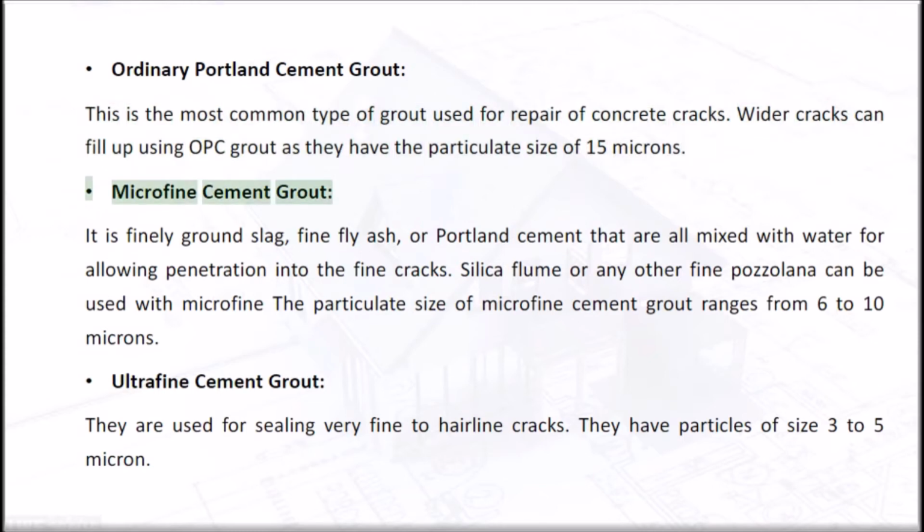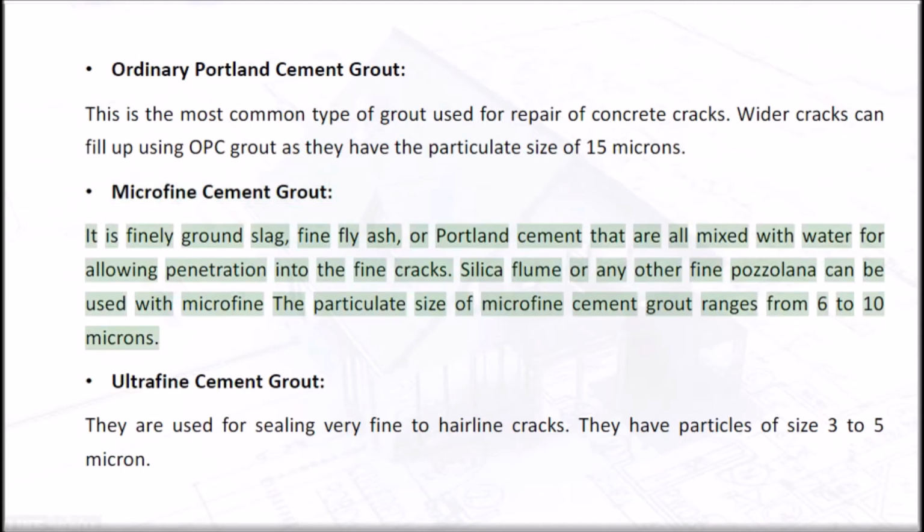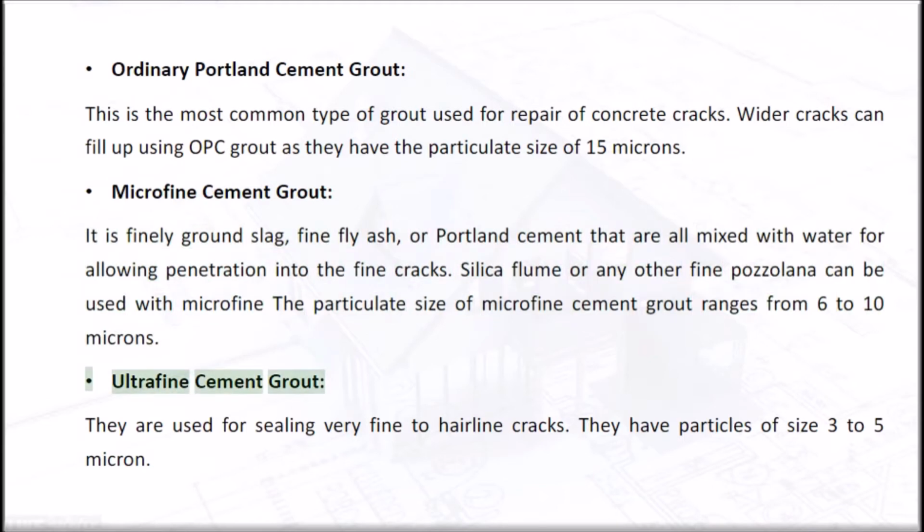Microfine cement grout is finely ground slag, fine fly ash, or Portland cement that are all mixed with water for allowing penetration into the fine cracks. Silica fume or any other fine pozzolana can be used with microfine. The particulate size of microfine cement grout ranges from 6 to 10 microns. Ultrafine cement grout.